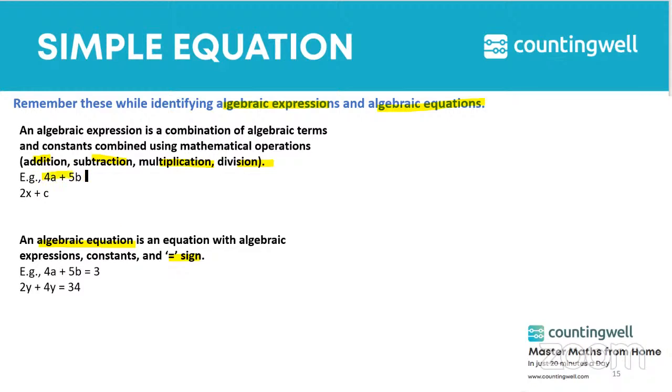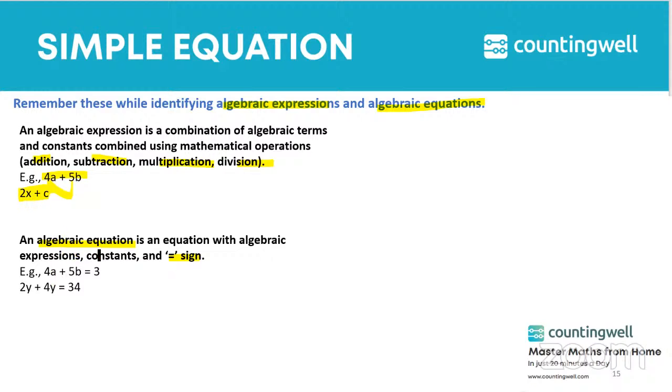So here, for example, we have 4a plus 7b as an algebraic expression in two variables a and b, where the constants are the numerical coefficients. We have 4 and 7. There is no constant term. Or 2x plus c, the numerical coefficient for 2x is 2, and the variables involved are x and c.